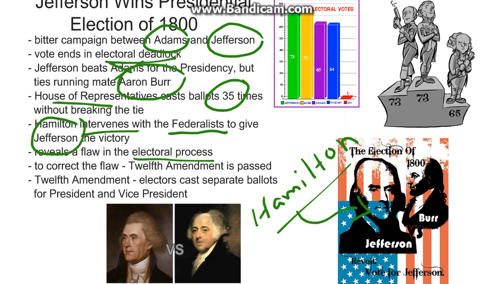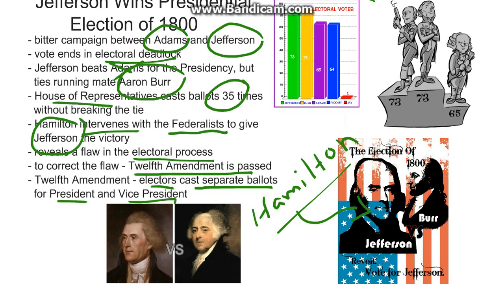To correct the flaw, they passed the 12th Amendment. Basically, the 12th Amendment states that electors will cast separate ballots for president and vice president, so that they will no longer have the president being the one who wins the most votes and the vice president being the one that gets the second most votes.